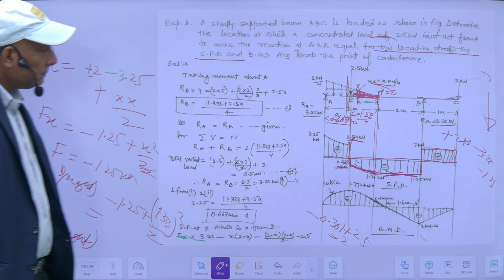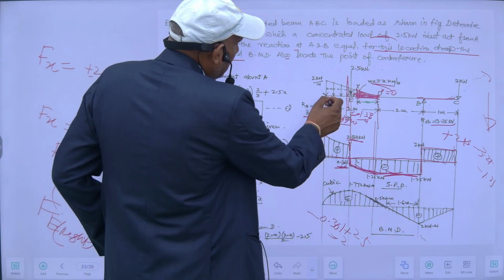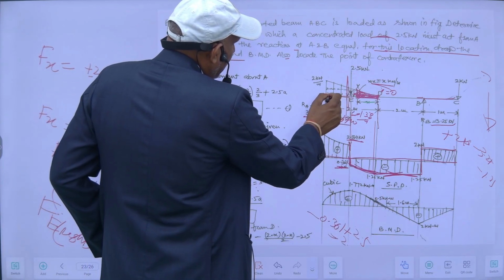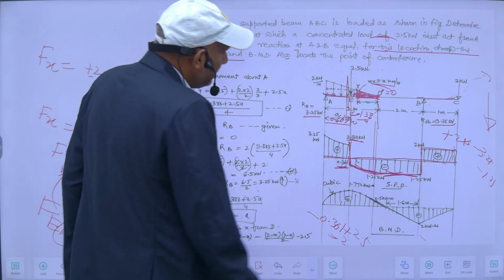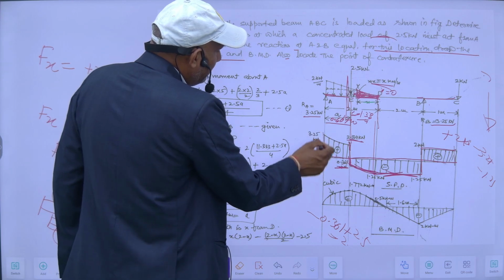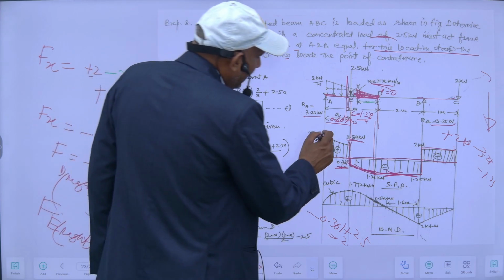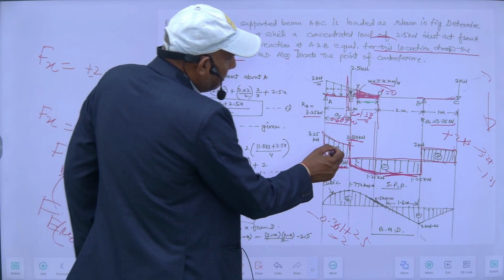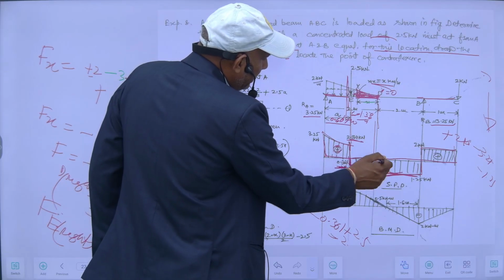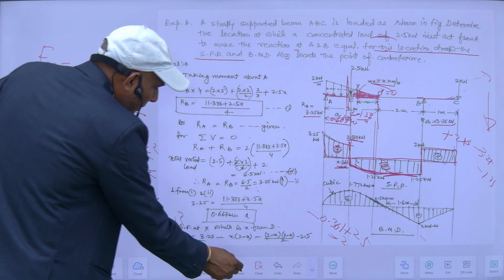Then again, if I want to know the shear force here, I am already aware of this. This is 3.25 kilonewton, and this will vary like this, parabolic. So this is my shear force diagram. This is positive and this is negative. So this is the SFD now.